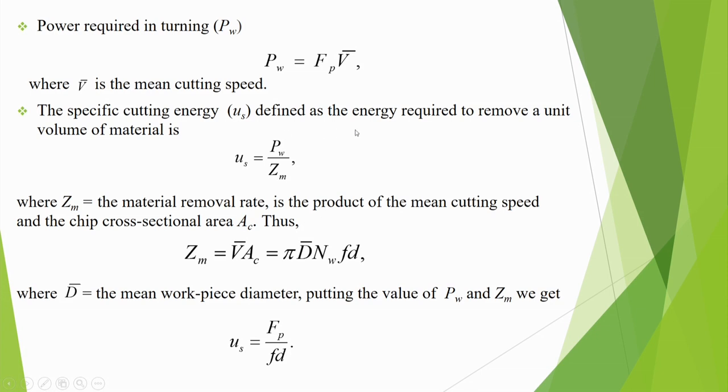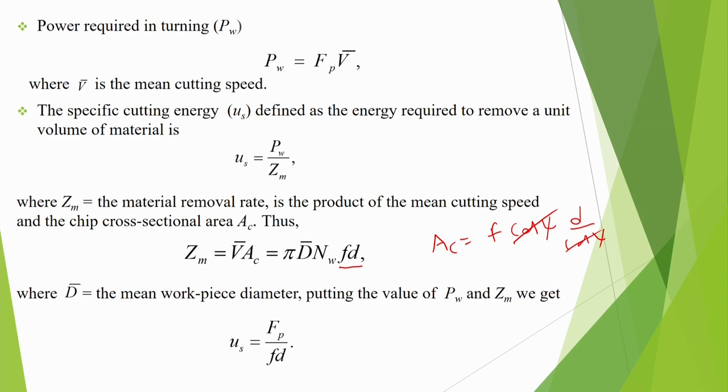Specific cutting energy Us is defined as the energy required to remove a unit volume of material. So Us is equal to Pw by Zm. Pw is the power and Zm is the material removal rate, that is the product of the mean cutting speed and the chip cross-sectional area. So Zm can be written as V into Ac, that is pi d N w, and the cutting area is always f into d. If you consider Ac, the chip area, the uncut chip thickness is f cos psi, and the other is d cos psi, that is the width. So cos psi anyway gets cancelled, and you ultimately get f d. So Zm is equal to this much, where d is the mean workpiece diameter.